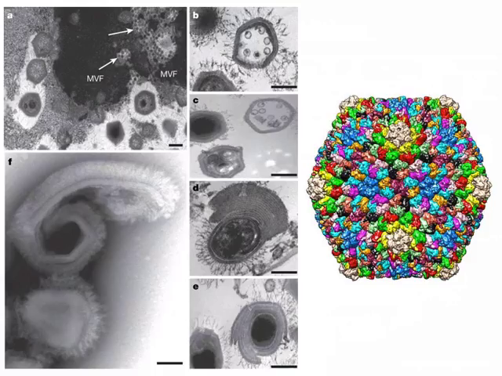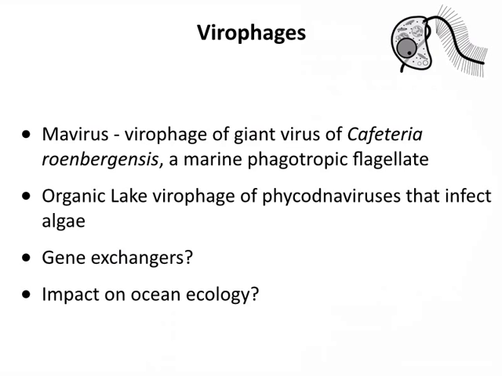So here on the bottom left is a Mimi virus, and here's one where the capsid is aberrant. Here's another one with layers and layers of protein, apparently. So normally these Mimi viruses are fuzzy. They have these hairs sticking out of them, but you can see half of this particle is messed up. So these virophages cause a lot of aberrant replication, and that's why they inhibit the replication of these giant viruses. So what are these doing? We have a couple of hints. This virus, Mavirus, is a virophage of a giant virus that infects an organism called Cafeteria roenbergensis. All right?